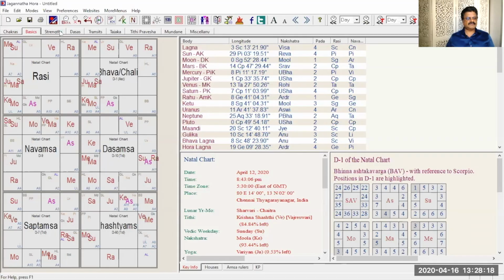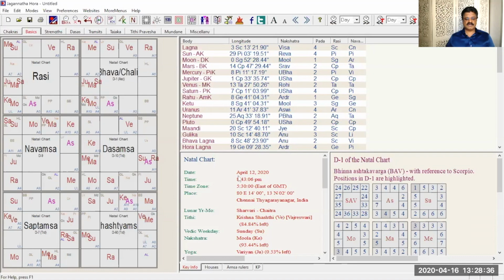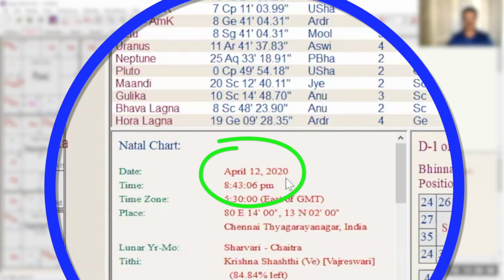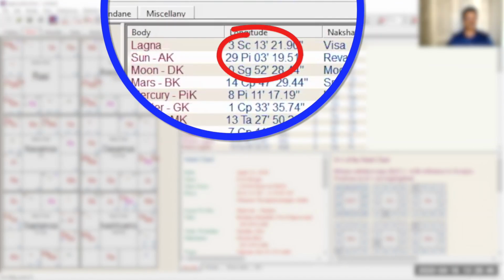So now we have Jagannatha Hora here. This is software that is available for free on the internet, and it's very easy to install. In case you haven't done it so far, please kindly do it. So look at the date here, April 12, 2020. And look up here, you see that the sun continues to be in Pisces or Meena Rashi. You can see the degree over here, Sun 29 degrees Pisces 03. It just has to travel a little more to reach 0 degrees.